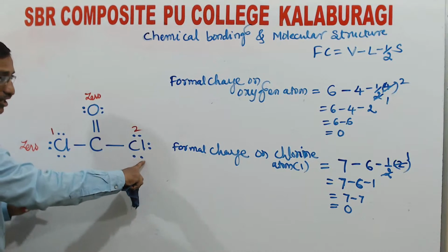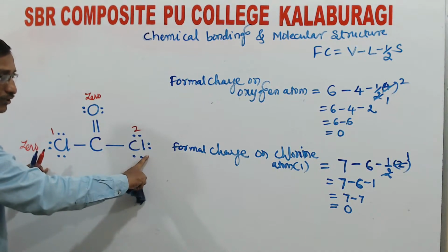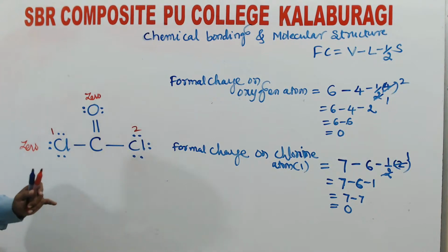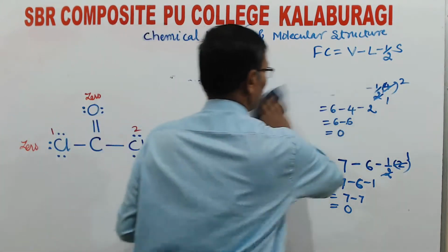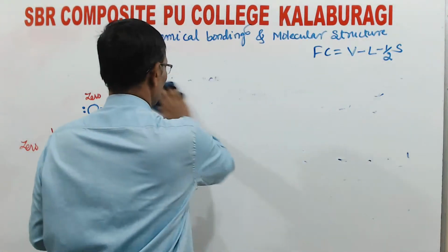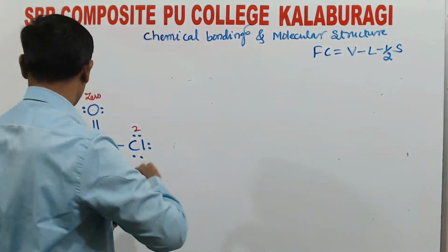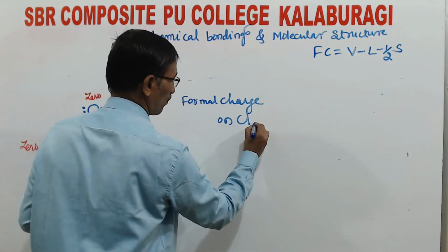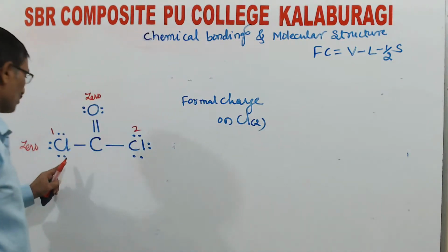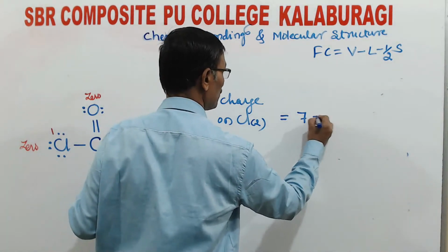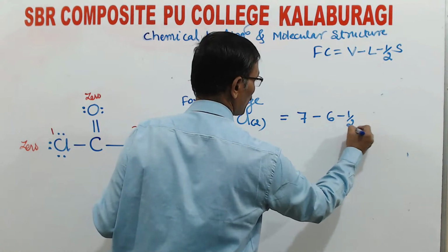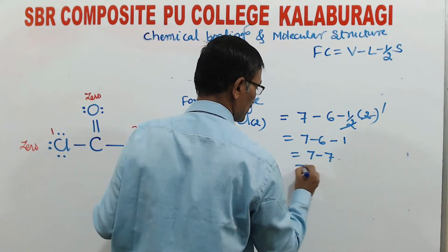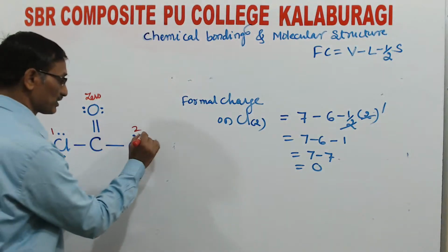Now you can easily predict the formal charge on chlorine atom 2 also, because the bond environment is the same. Here also you can see 6 lone pair electrons, 2 electrons are bonded, and the valence shell electrons are the same. So for chlorine 2, again as usual, valence shell electrons 7 minus lone pair electrons 6, minus 1 by 2 into 2. So 7 minus 6 minus 1, 7 minus 7 is equal to 0. We come across 0 for this one also.